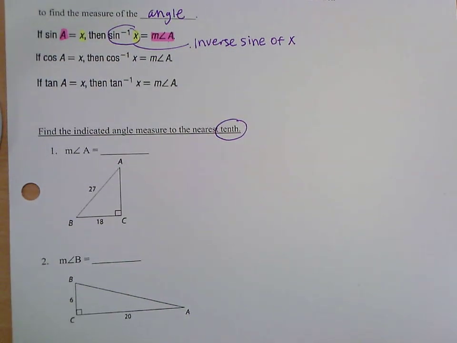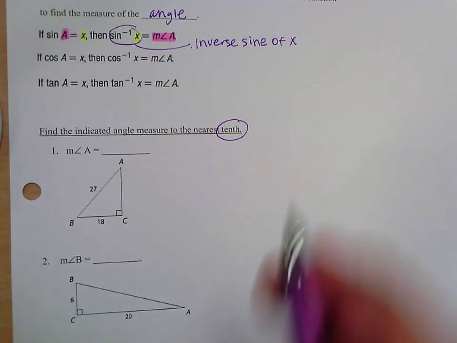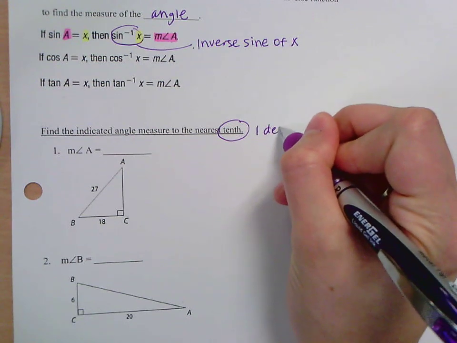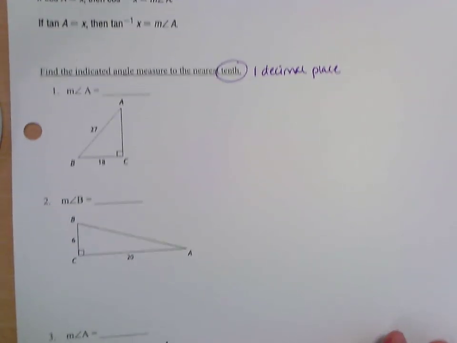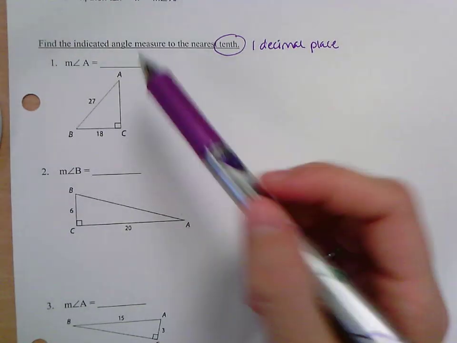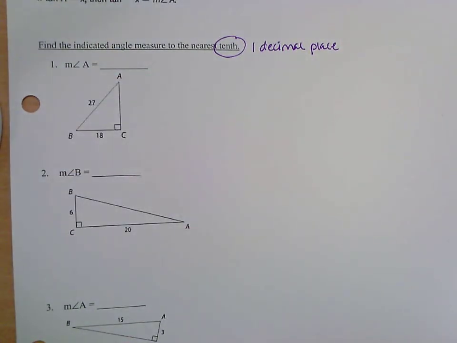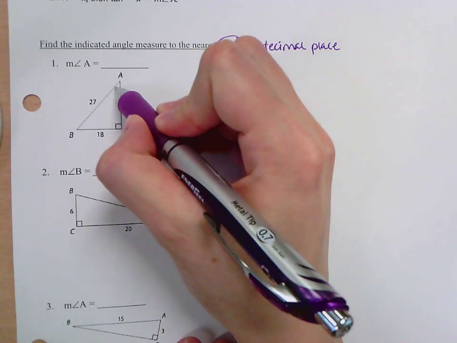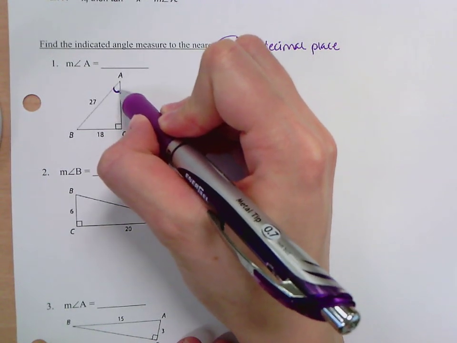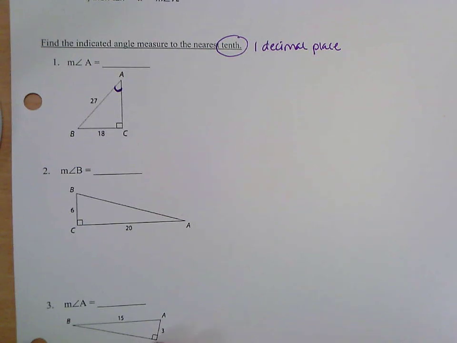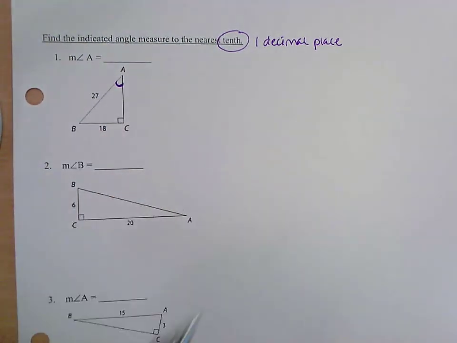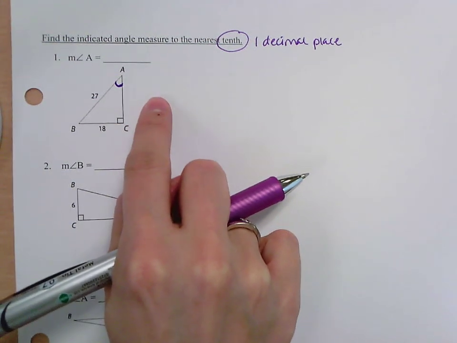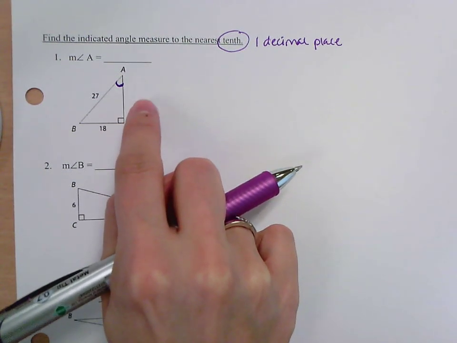Tenth is how many decimal places? One. So one decimal place. Okay, so in number 1, we want to find the measure of angle A. I'm going to mark here, this is the angle I'm looking for. Now, I notice I am given two sides of my right triangle. I don't need the third side. I'm not looking for that.